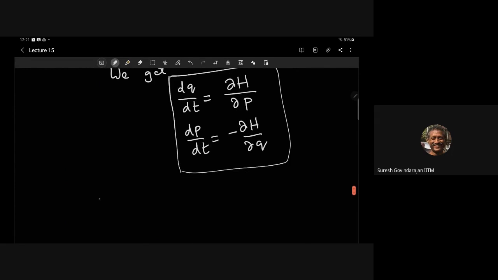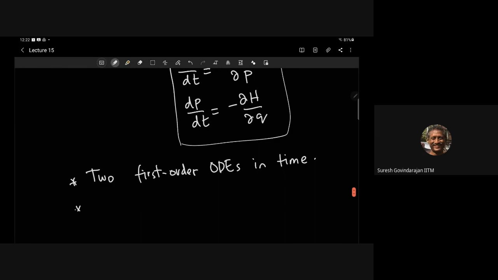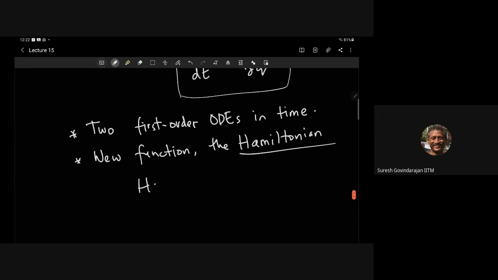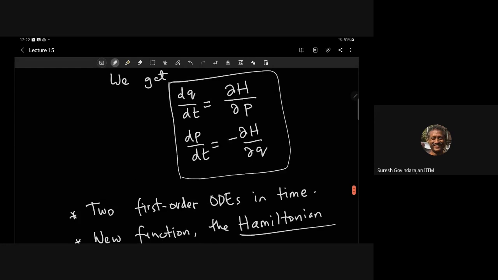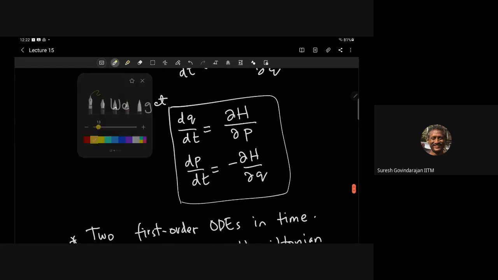So what we have is two first order differential equations, ODEs in time, of course. And there is a new function, the Hamiltonian, H, which is a function of p, q, and t. And these equations have a name. They're called Hamilton's equations.